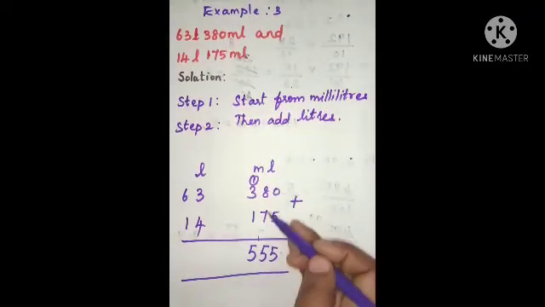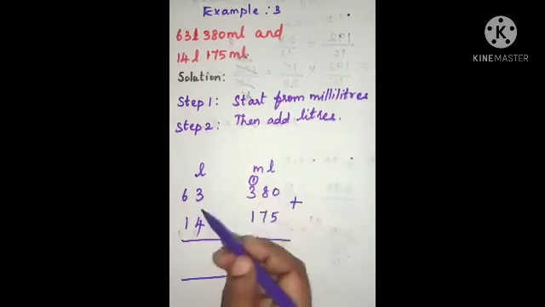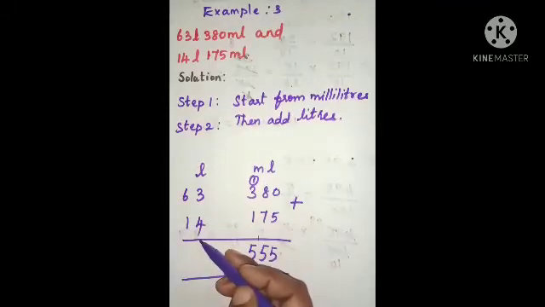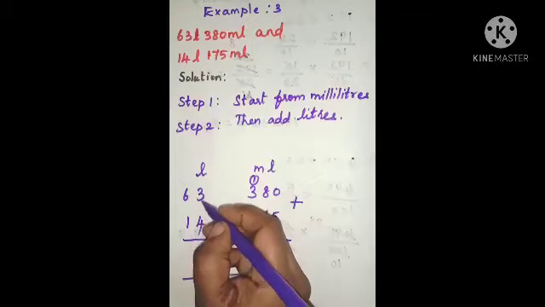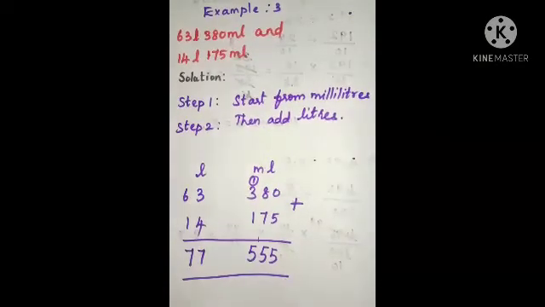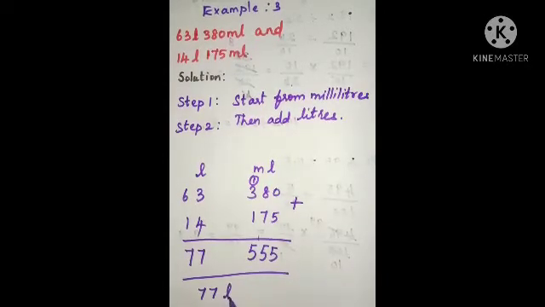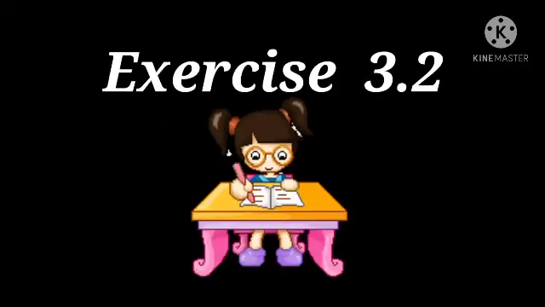Step 1. Start from milliliters. We have to add the values which are in the milliliters and then add the values which are in the liters. Here 3 plus 4 is 7. 6 plus 1 is 7. So the answer is 77 liters and 555 milliliters.